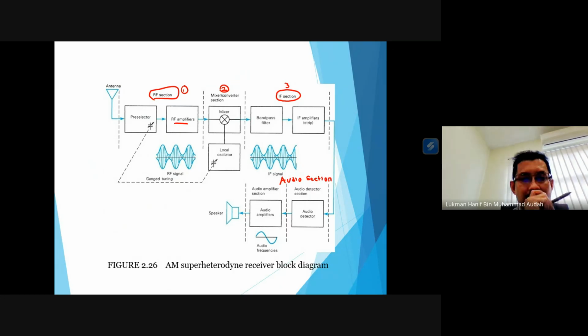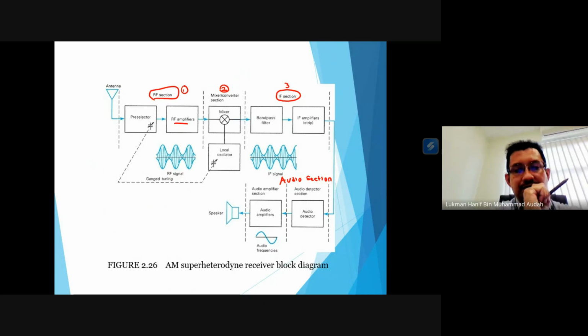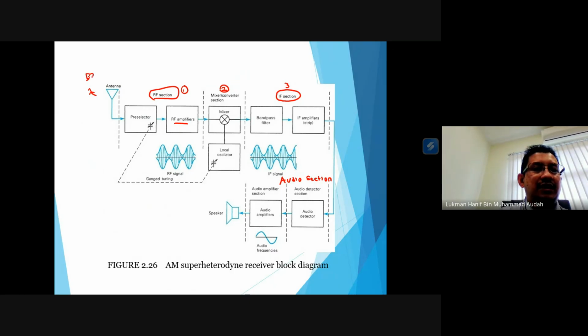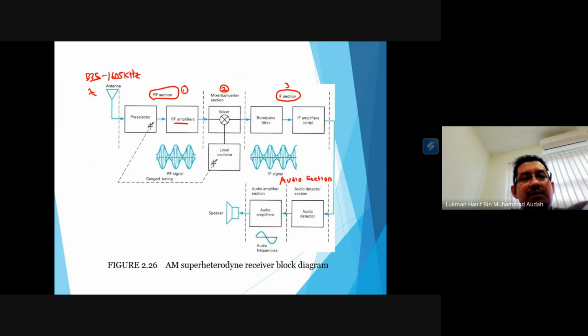If you see from this block diagram, the antenna will receive all the frequencies, from 535 until 1605 kilohertz. The antenna will absorb all the AM band frequencies. However, we don't want to listen to all the radio channels.